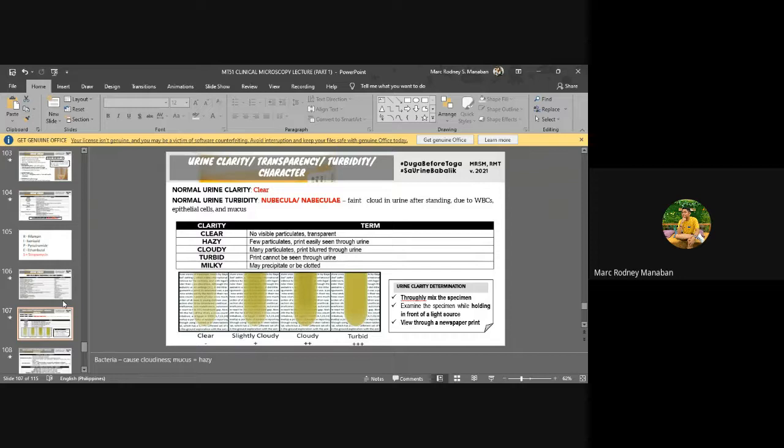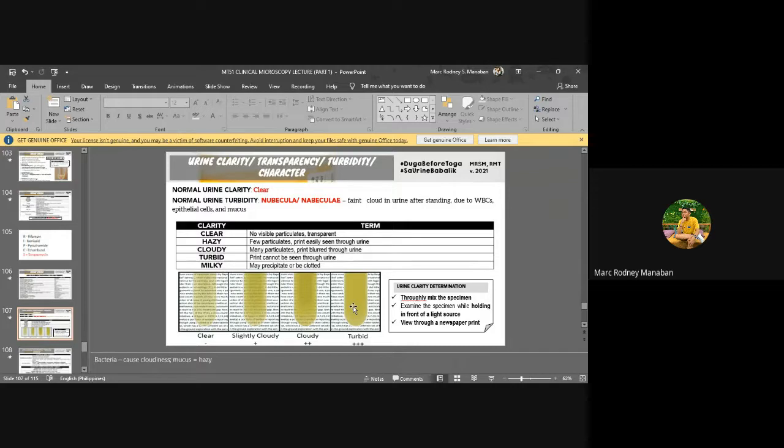In the picture, as you can see: clear, slightly cloudy or hazy, cloudy, medyo blurred, and turbid, can't be seen. Now, different laboratories have their own terms, but as much as possible the terms should be standardized. Usually used: clear, hazy, slightly cloudy, cloudy, turbid.